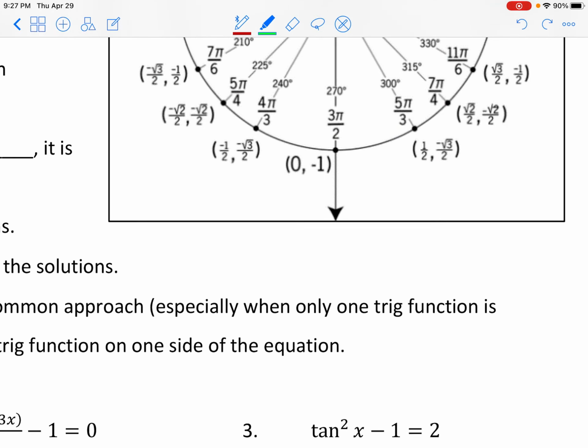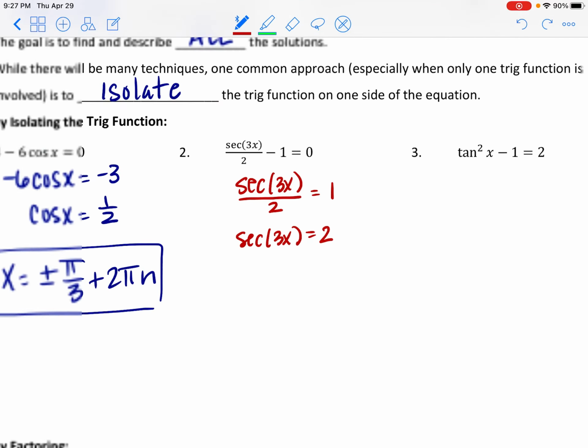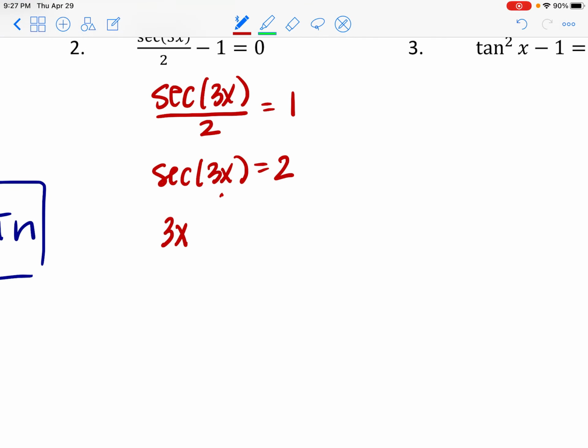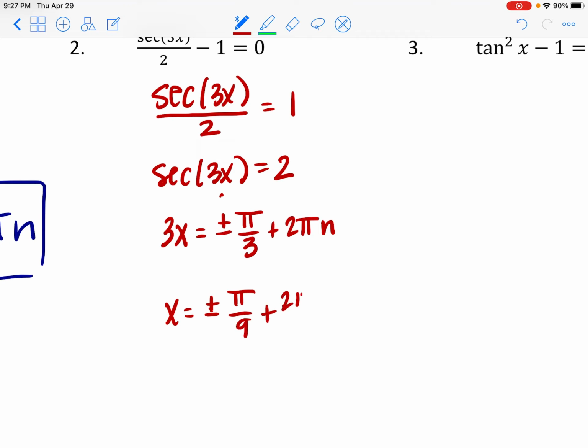And so we're going to say here, this time I don't have just an x, I have a 3x. So we're going to say 3x is going to equal plus or minus pi over 3. And then we're going to add on another 2 pi n number of times, because every time we go a full circle we land in that same spot again. So in this one I have to go an extra step to solve for x. To get rid of that times 3, I'm going to divide by 3. So x is actually going to equal plus or minus pi over 9 and 2 pi over 3 n times.